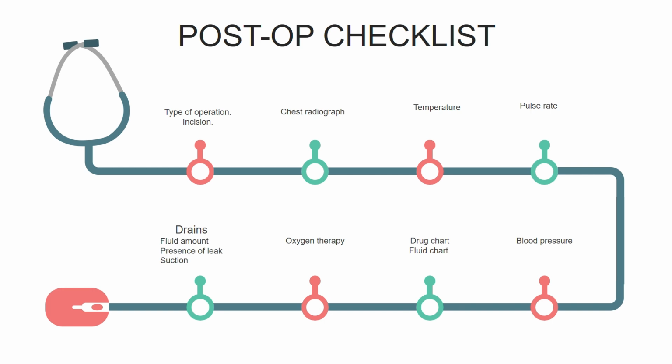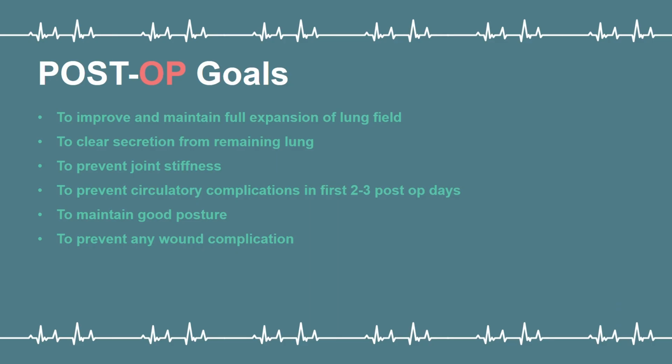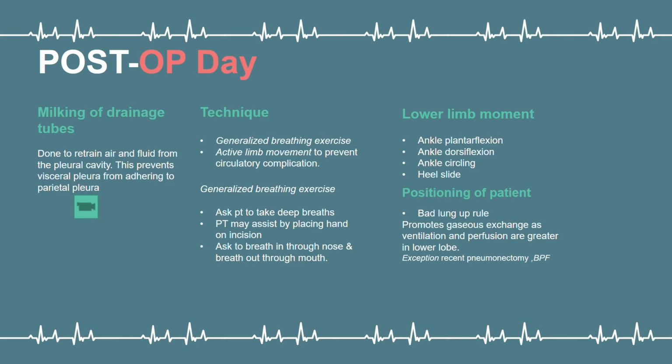Now post-op goals. What will be our post-op goals? It will be to improve and maintain full expansion of the lung field, to clear secretion from the remaining lung, to prevent joint stiffness, to prevent circulatory complications in the first 2-3 post-op days, to maintain good posture and to prevent any wound complications. So post-op day, we are talking about day 0 here.